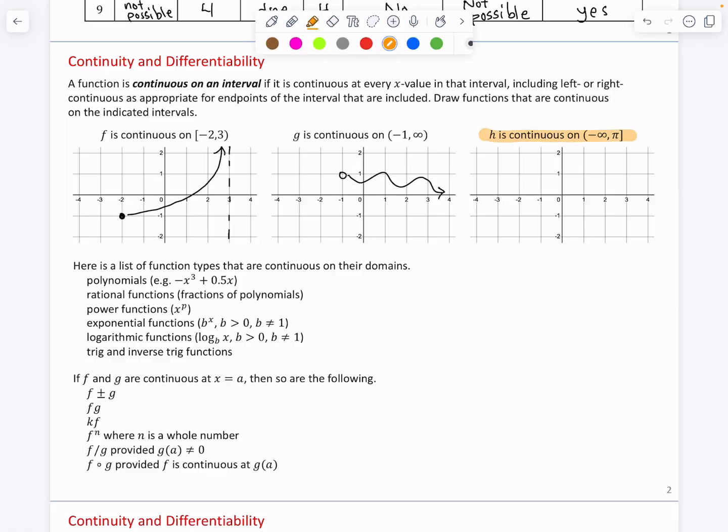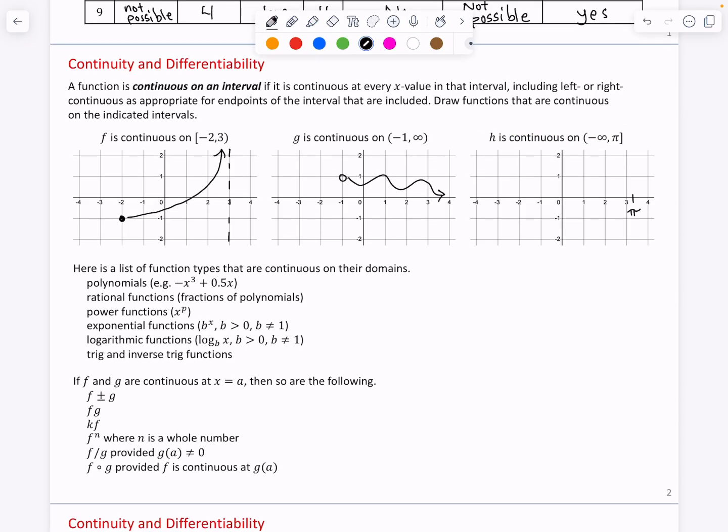Now we want to draw a function h that is continuous from -infinity up to pi inclusive. Pi is about 3.14, so a little bit past 3.